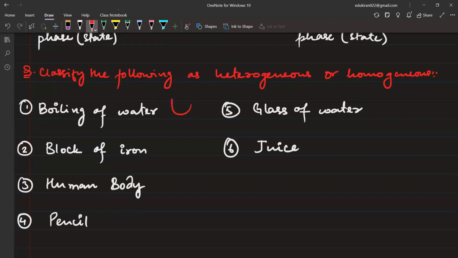Boiling of water. See here, guys, Mariam, you wrote some strange answers. One second, look. Boiling of water, what is it? It is boiling. In boiling you have liquid and also vapor. If I'm observing boiling of water, then obviously I'm observing liquid as well as vapor, so it will be hetero. Got it, yes or no? This you have probably written correctly. After that, block of iron. Mariam, why is it hetero? Yes Mariam. It's homogeneous. So why have you written hetero? See, I got confused.